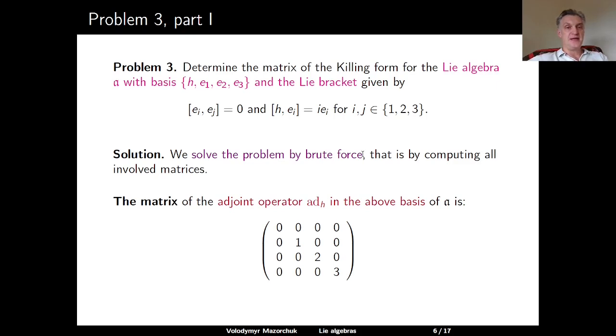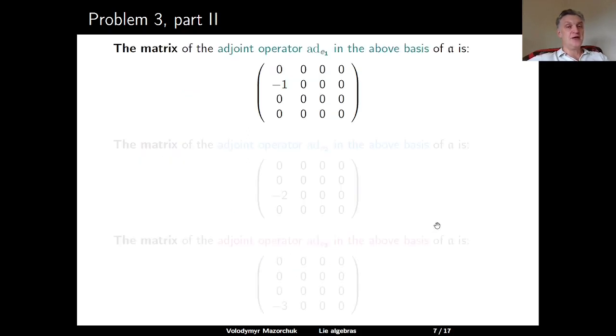The bracket of h and e1 is 1 times e1, so we have 1 on the diagonal. The bracket of h and e2 is 2 times e2, so we have 2 on the main diagonal, and so on. The matrix of the adjoint operator for e1 in our basis is the following matrix, where we have zeros in columns 2, 3, and 4, and the first column is 0, minus 1, 0, 0. This is because e1 bracket with h is equal to minus e1, while its bracket with any ej is 0.